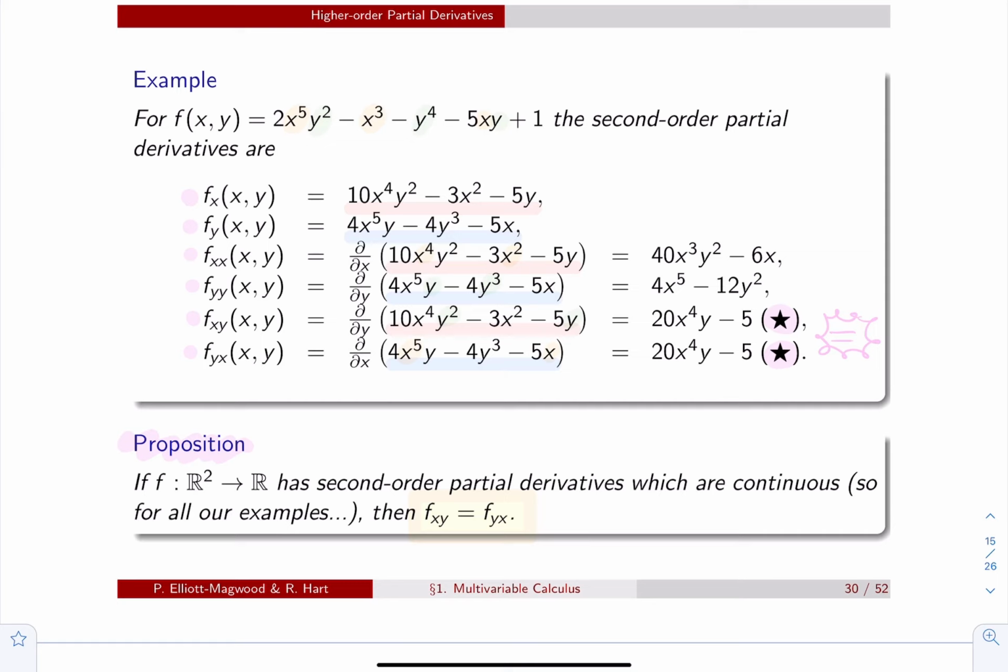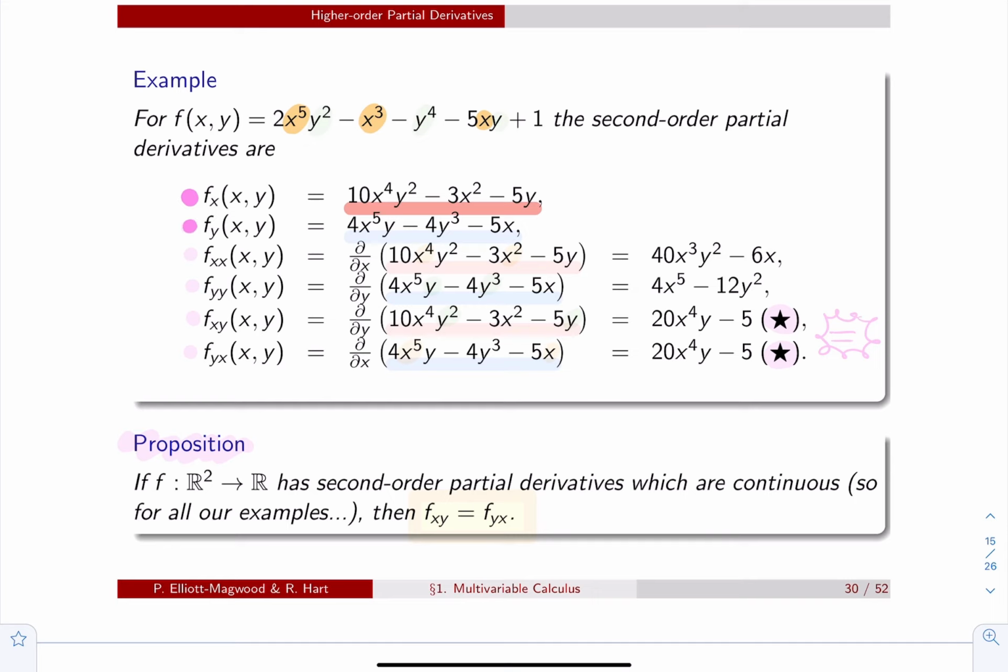So if you start with f_x, let me label the x's in my f: I have x^5, x^3, and x. The derivative of x^5 is 5x^4, so you're getting 10x^4 y^2. Then the derivative of x^3 is 3x^2, so you're getting minus 3x^2. The y^4 term is a constant, so that's 0. For minus 5xy, because the derivative of x is 1, you're getting minus 5y, and the plus 1 is going to be a 0. So that's my partial derivative with respect to x.